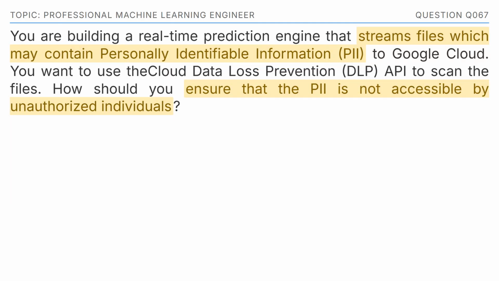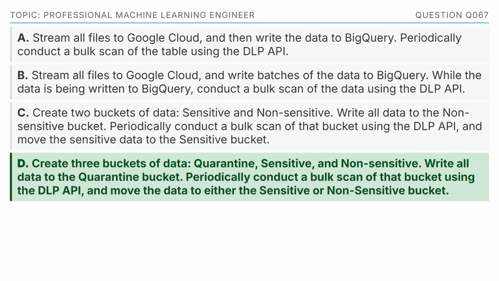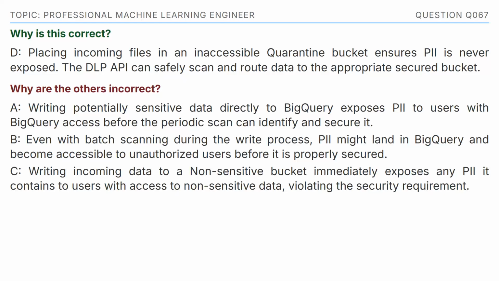To arrive at the correct answer, we focus on the keywords: streams files which may contain personally identifiable information, PII, ensure that the PII is not accessible by unauthorized individuals. The correct answer is option D, create 3 buckets of data, quarantine, sensitive, and non-sensitive. Write all data to the quarantine bucket. Periodically conduct a bulk scan of that bucket using the DLP API, and move the data to either the sensitive or non-sensitive bucket. Why is this correct? D. Placing incoming files in an inaccessible quarantine bucket ensures PII is never exposed. The DLP API can safely scan and route data to the appropriate secured bucket.